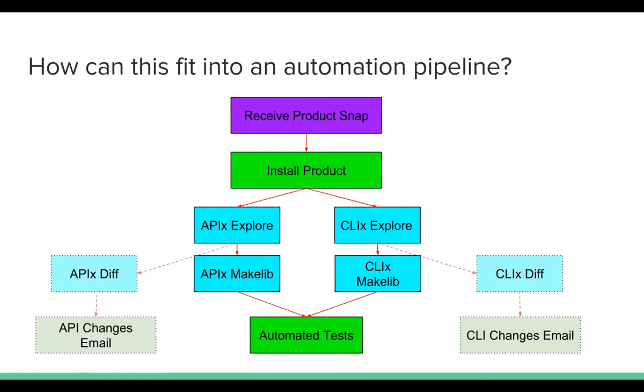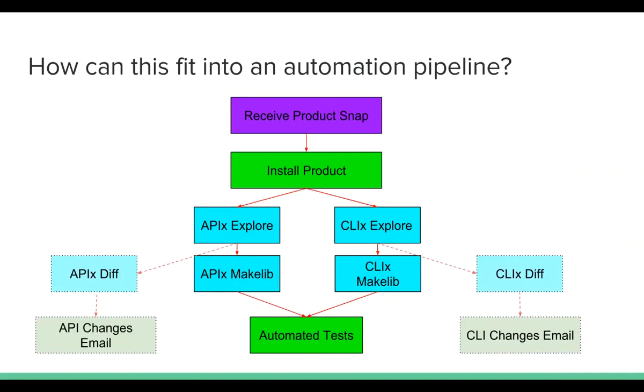Then you would run API Explorer, CLX Explorer, which provide the information that I recommend you save somewhere local to your Jenkins that you can retrieve at any time. You can make the library and pop that immediately into your automated test.